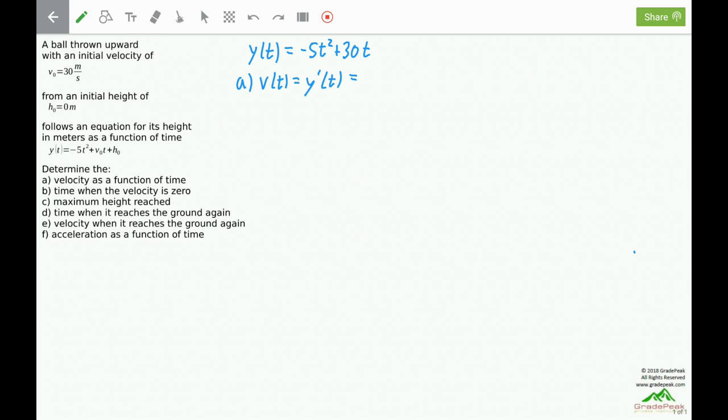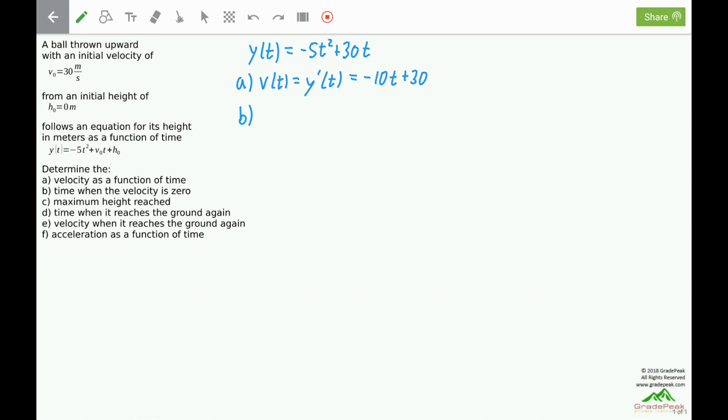The first term is power rule. Bring down the power, 2 times the coefficient. 2 times negative 5 is negative 10 t, subtract 1 from the power. The second term is a constant times t. The derivative will be the constant. So there's our velocity as a function of time.